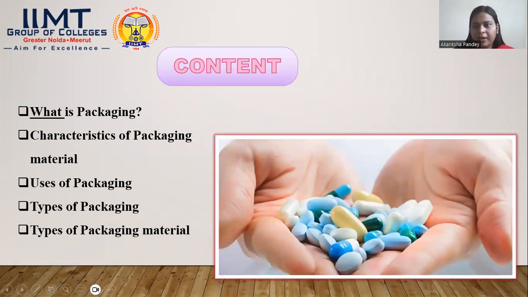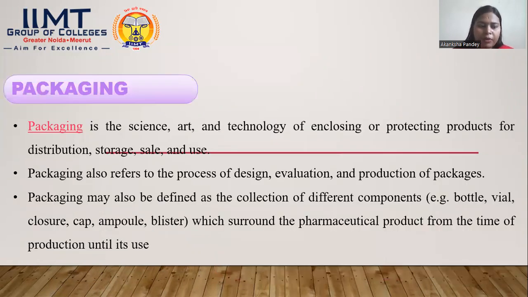First is what is packaging. Before moving forward with any topic, we need to understand what the exact term packaging is. Next is characteristics of packaging, uses of packaging, and types of packaging material. First we are going to understand the exact word packaging. Packaging is the art, science, and technology of enclosing or protecting products for distribution, storage, sale, and use.